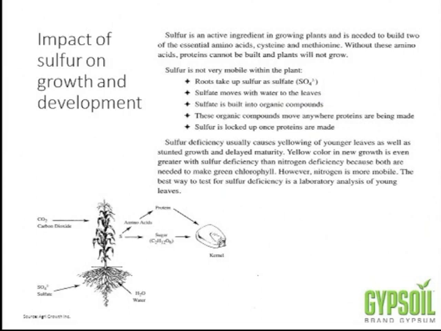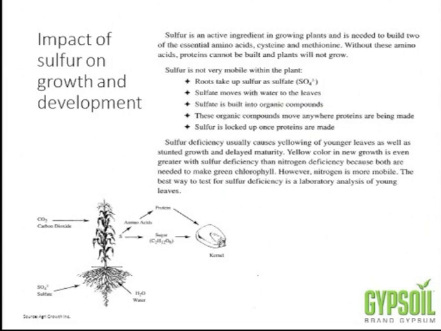Sulfur is not very mobile within the plant. Your roots take up sulfur as sulfate. Sulfate moves with water into your leaves. Sulfate is built into your organic compounds, and those organic compounds move anywhere proteins are being made.